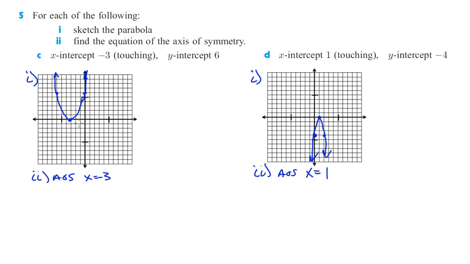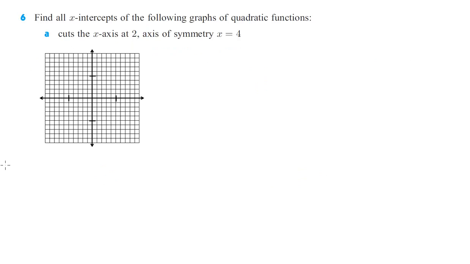That's the x value of the vertex, right? X value of the vertex over here is -3. That's why the axis of symmetry is -3. Okay. Moving on to number 6.